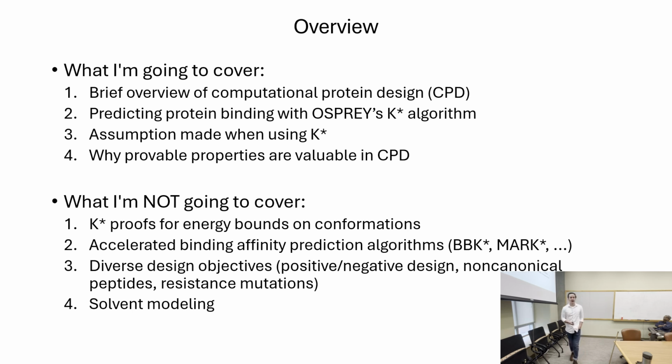I'll also not be talking about accelerated binding prediction algorithms. So these are things like branch and bound K-star. These are accelerations to the K-star algorithm. I'm also not going to be talking about diverse design objectives such as positive and negative design. This would be things like predicting off-target effects, dipeptide design, resistance mutation. I've also nixed solvent modeling for the purpose of this presentation for simplicity.